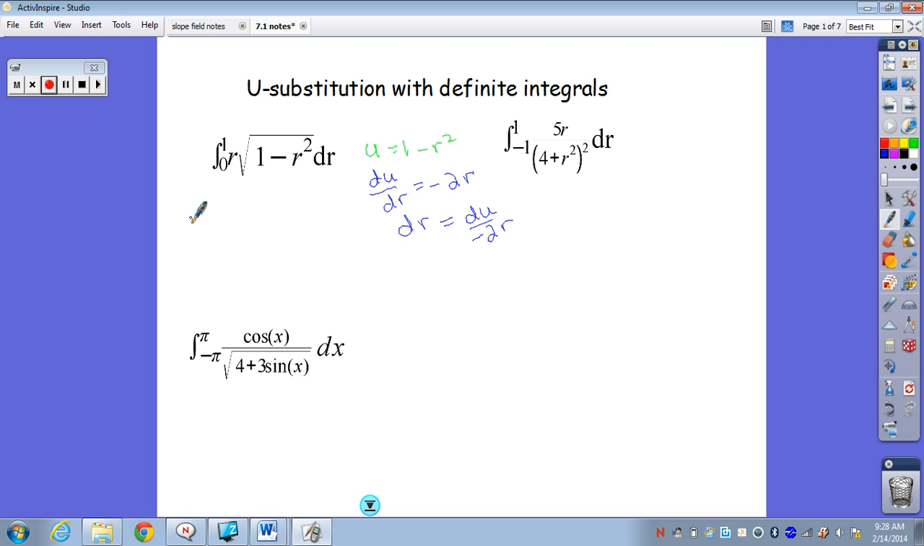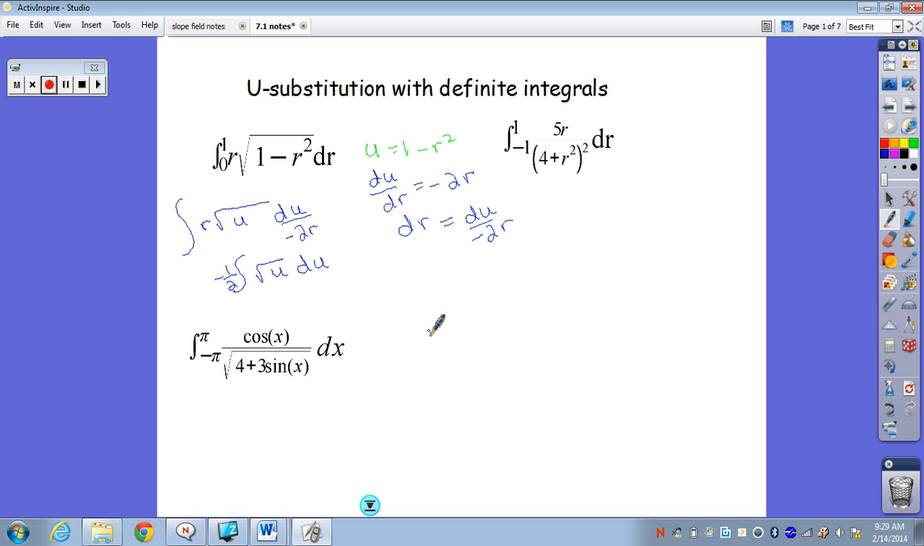And then I'm going to replace everything in this equation so that it's all in terms of u. So I'm going to get the square root of u, and then I still have the r, and then I'm going to substitute the dr. So I'm going to replace that with du over negative 2r, and if you do your u substitution correct, the r should all cancel. So I get the square root of u, and I'm going to put the negative 1/2 outside because it's a constant, du.